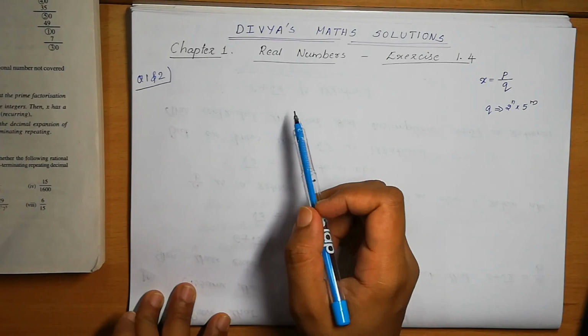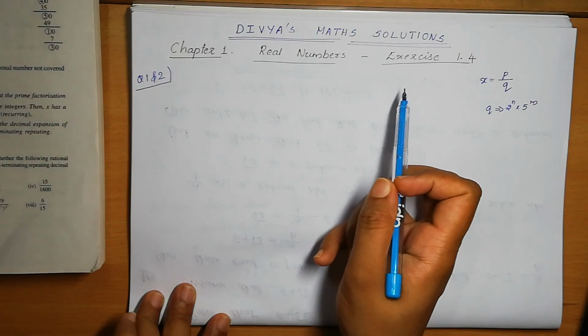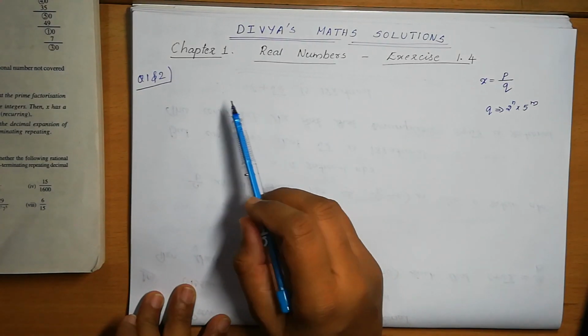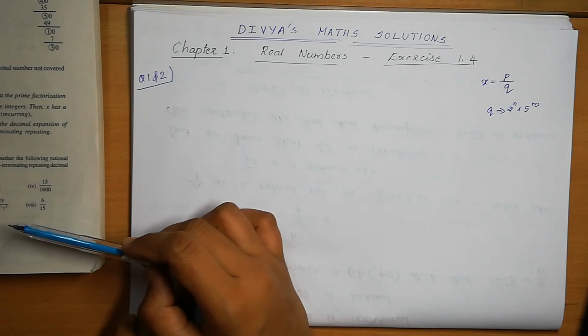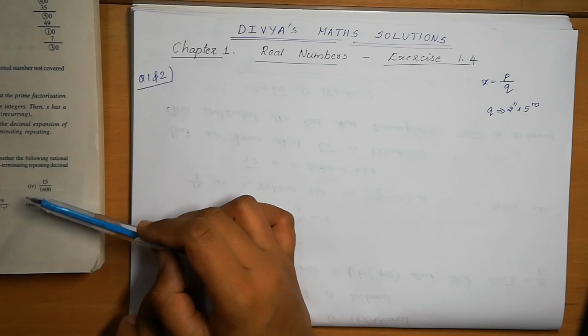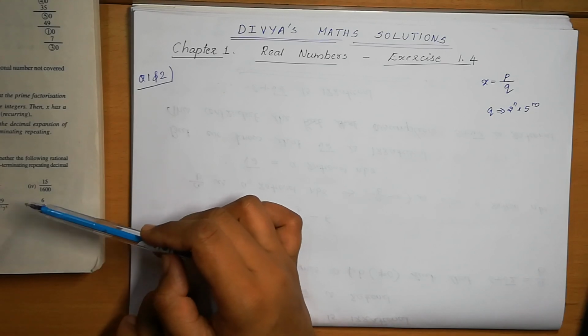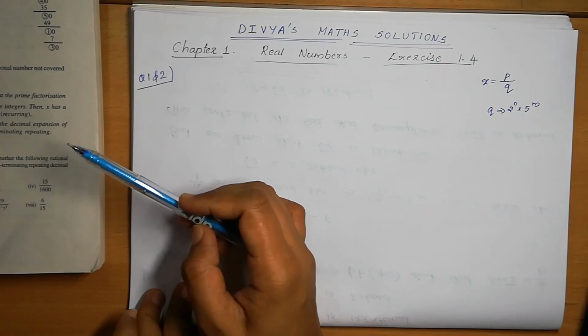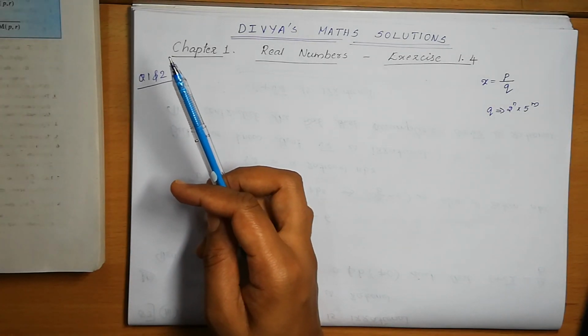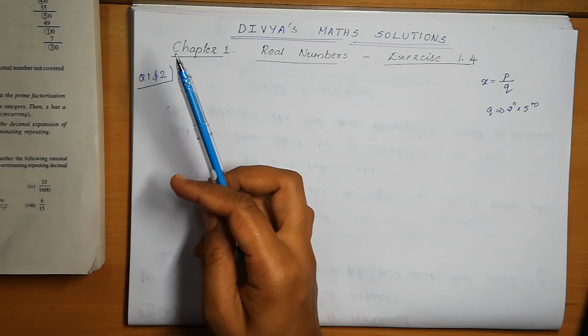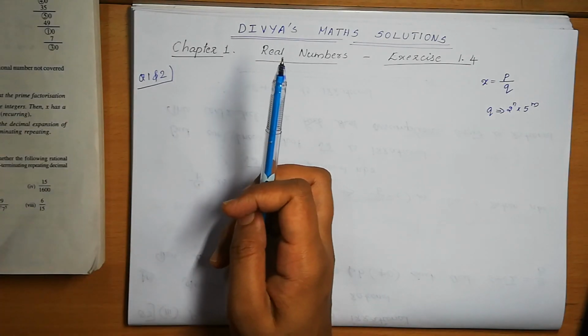Today we are going to discuss chapter 1 Real Numbers, exercise 1.4. We can discuss question number 1 and 2 together. First one: without actually performing long division, state whether the following rational numbers are terminating or non-terminating decimal expansion. Question number 2 means if it is terminating, we need to write the decimal expansion of that number. So 1 and 2 together we can do.